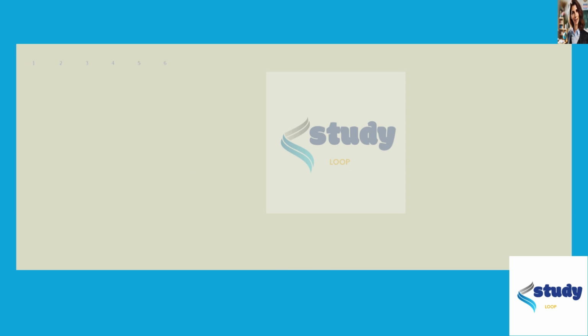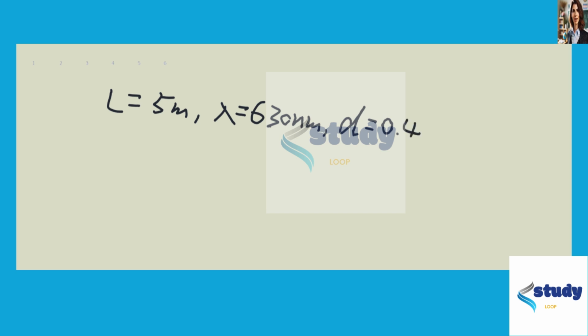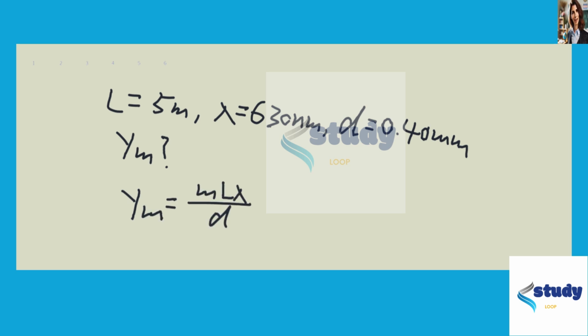So we know L, which is the distance between the slit and the screen, is 5 meter. Lambda, the wavelength, is 630 nanometer. d is the separation of the slit, which is 0.40 millimeter. And we need to figure out Ym, which is a spatial separation. And there's an equation for such question, which is Ym equal to m L lambda divided by d.